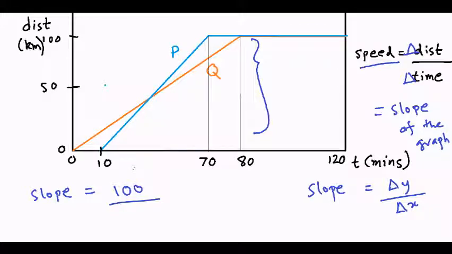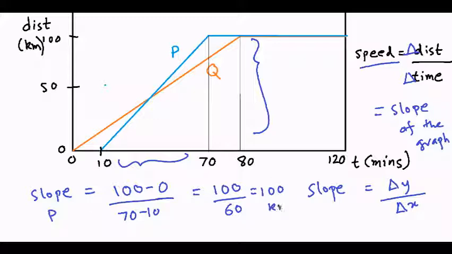While for P, my change in the x-axis is given by 70 minus 10. This is the change, right? You can write this as 100 minus 0 on the y side, and then 70 minus 10. Now that works out to be 100 divided by 60. If we go to a more standardized notation for speed, which is in kilometers per hour rather than minutes, there are 60 minutes in 1 hour. So the slope of P is 100 kilometers per hour, which is the speed notation you're familiar with in your usual life.